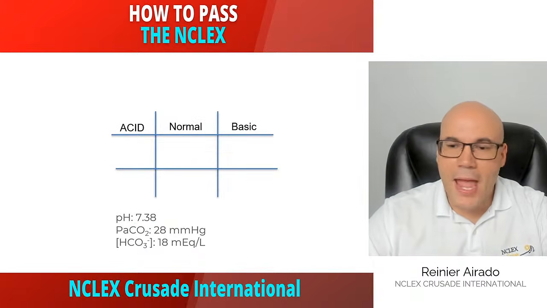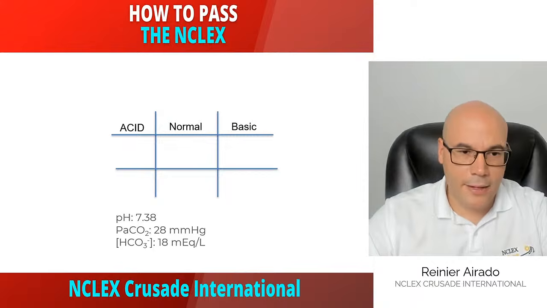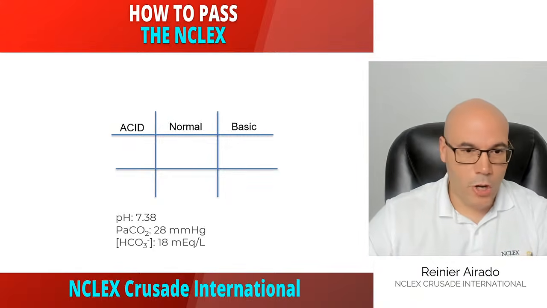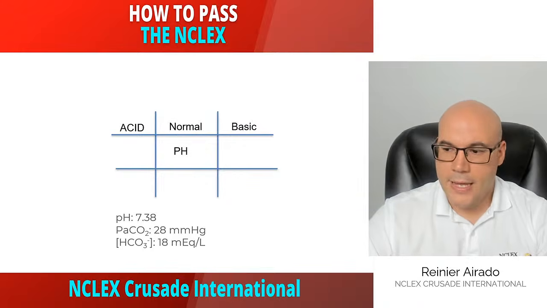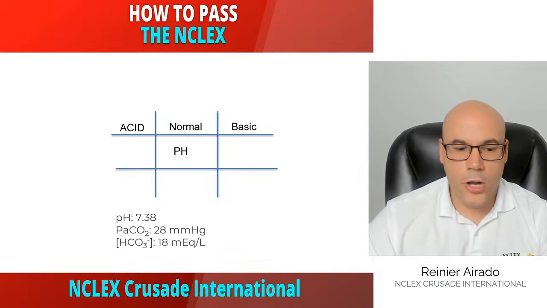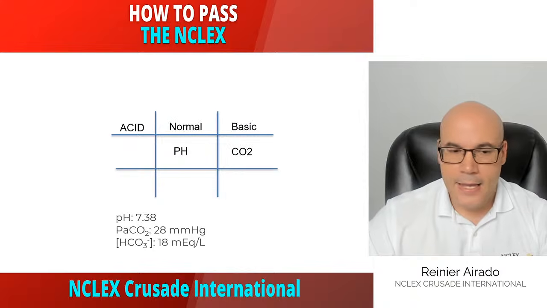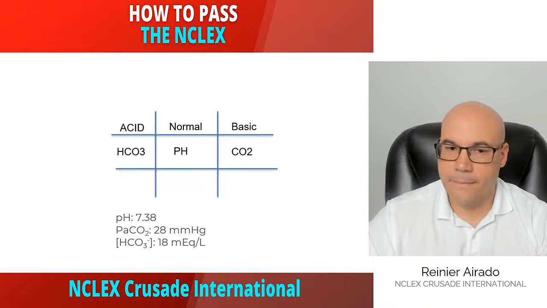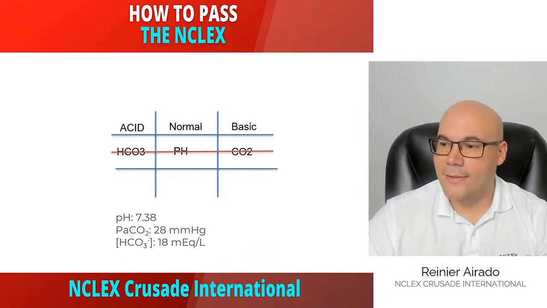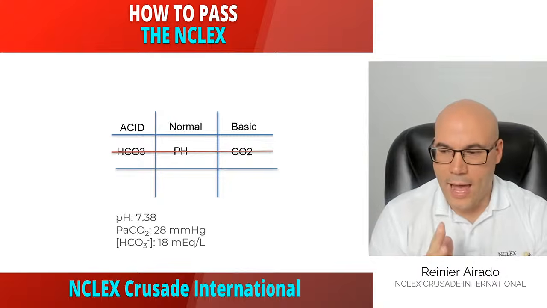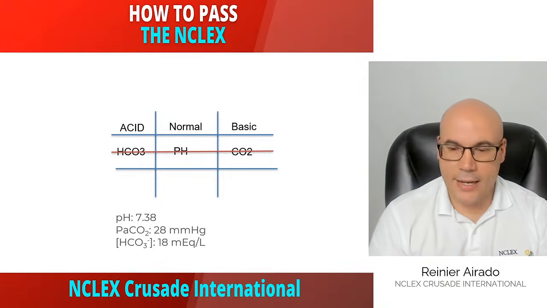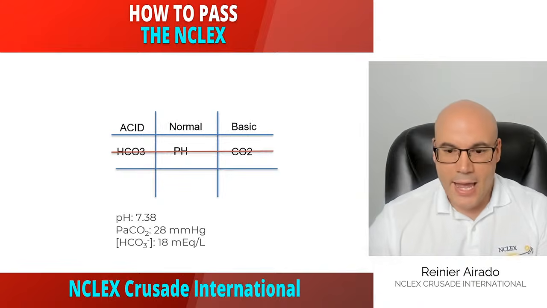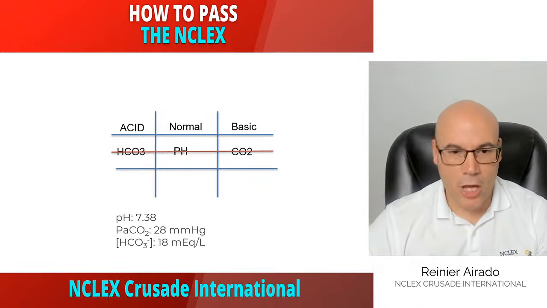Let's do another scenario. In this scenario, the pH now is 7.38. It is normal, so we're going to put it under normal. The CO2 is 28, so it's under 35. We're going to put it on basic. The HCO3, or bicarbonate, is 18. We're going to put the HCO3 under acidic. So, once again, we have a pH that is normal, an HCO3 that is on acidic, and a CO2 that is basic, and one is compensating the other.